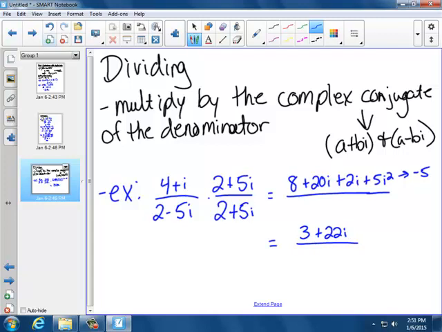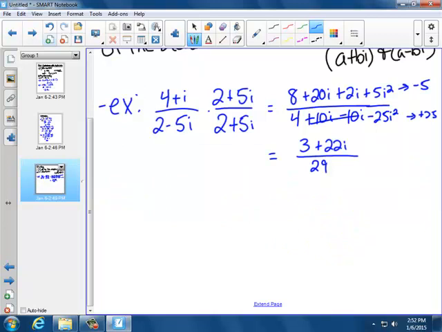Okay, now on the bottom, first is 4. Outer, plus 10i. Inner, minus 10i. And last, minus 25i squared. The outer and the inner cancel. Minus 25i squared is going to become a plus 25, so 29. Now, we could leave it like that, but the whole purpose of doing this is to show that this is one complex number. We divided it to get one complex number, 3/29ths plus 22/29ths i. So I have my real part first, then my imaginary part, like I said we should always do.